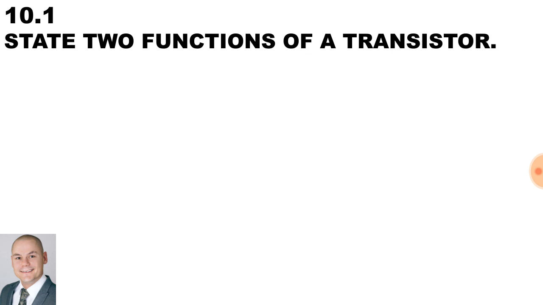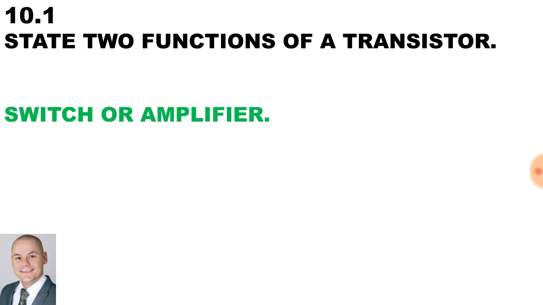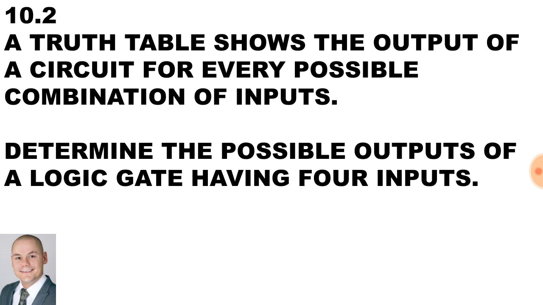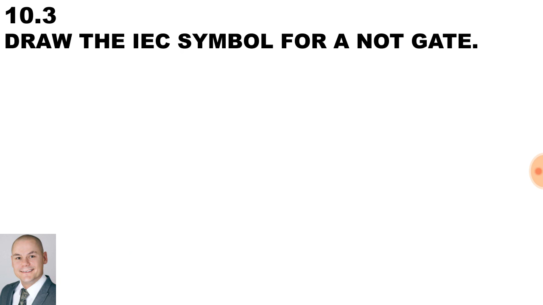Right, final chapter on electronics, 10.1. State 2 functions of a transistor. It can be used as a switch or amplifier. A truth table shows the output of a circuit for every possible combination of inputs. Determine the possible outputs of a logic gate having 4 inputs. Now, because we're dealing with binary in this chapter, 2 to the power of 4 equals 16. Therefore, there are 16 possible outputs when there are 4 inputs.